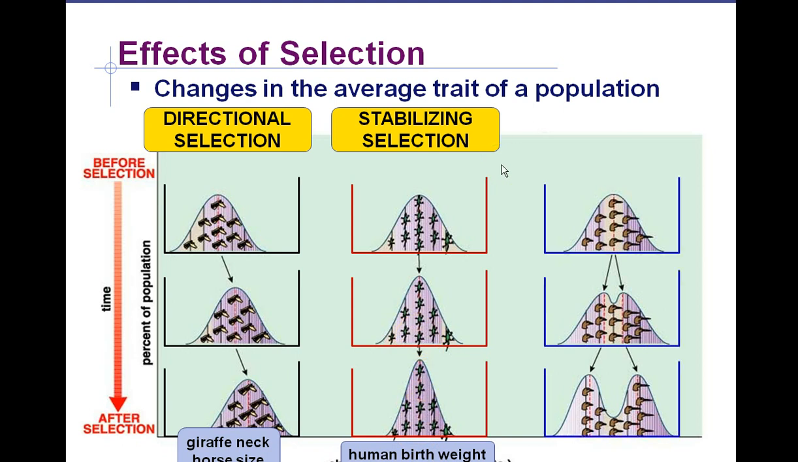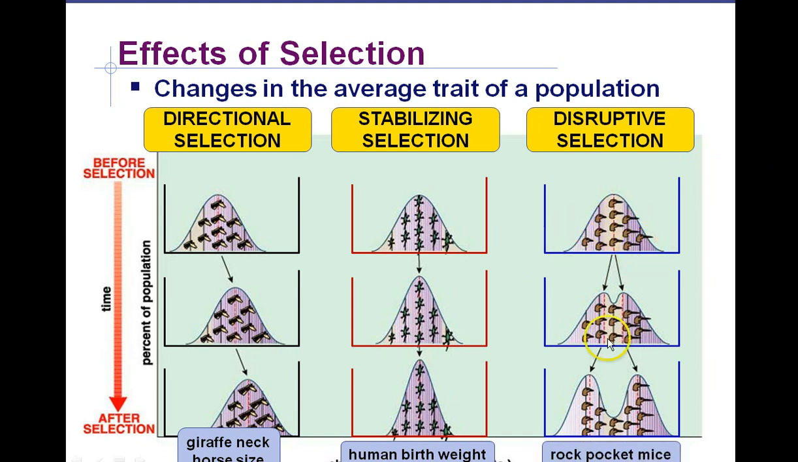And the last type of selection is called disruptive or diversifying selection, where both extremes are favored. And this is not too common. However, if the extremes have a survival advantage, and then over time they become the most common phenotypes in the population, where the average doesn't have a survival advantage, then you have two different phenotypes seen in a population. If these populations remain isolated, they can become different species over time.